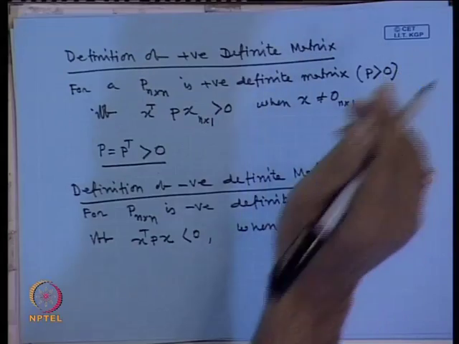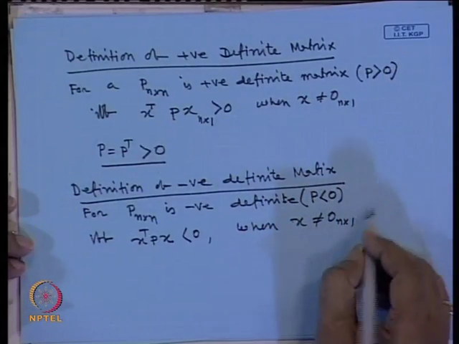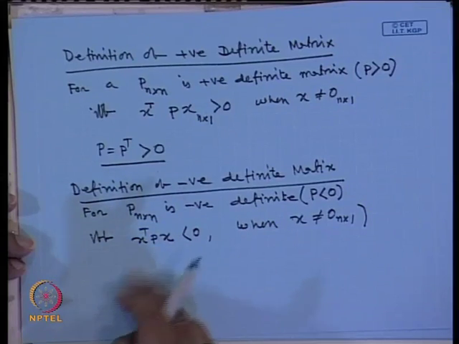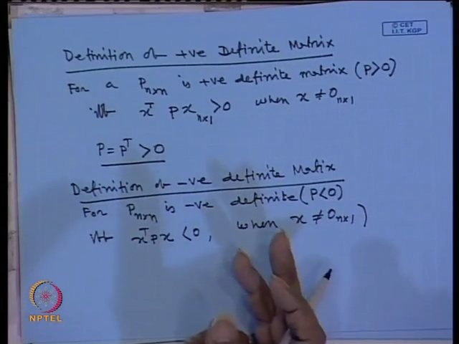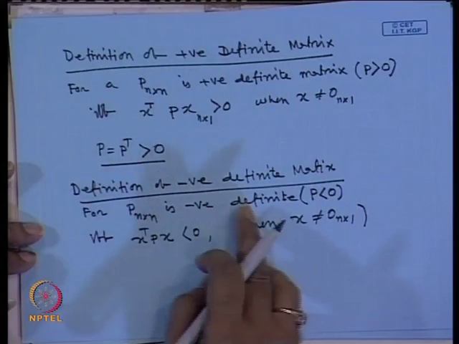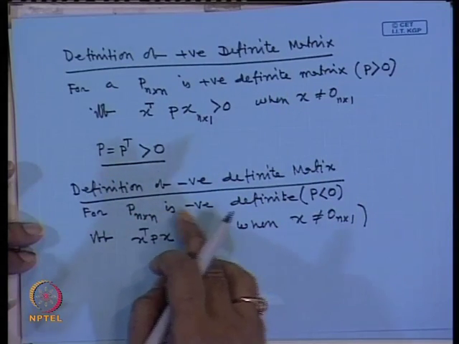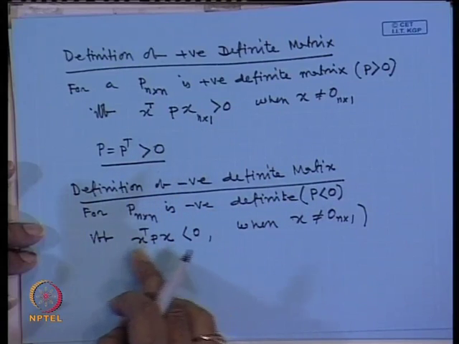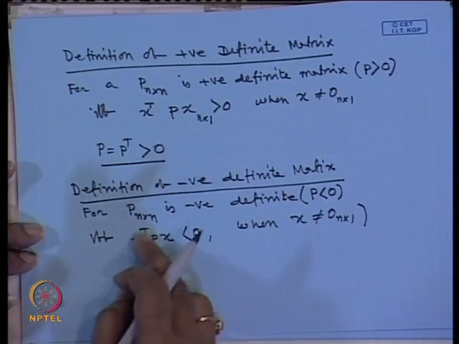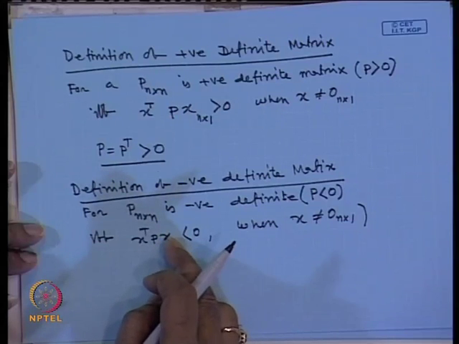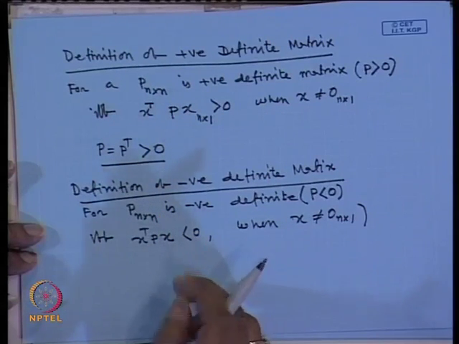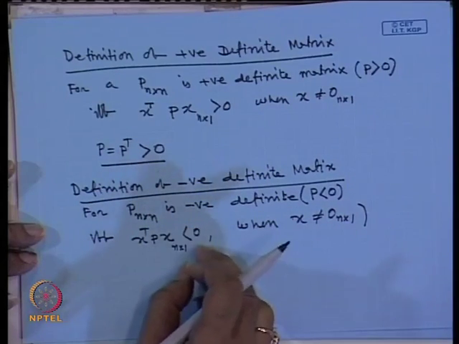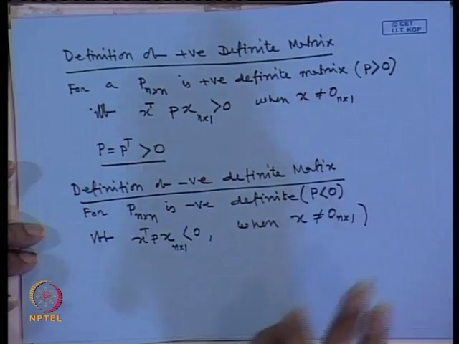Again, this is not a null vector. So, again this is a quadratic function, and P may be a symmetric or non-symmetric matrix, but P is negative definite if x transpose P x, which is a quadratic form in terms of the variables x, with n components x 1, x 2, up to x n, is less than 0 for all values of x except the null vector.